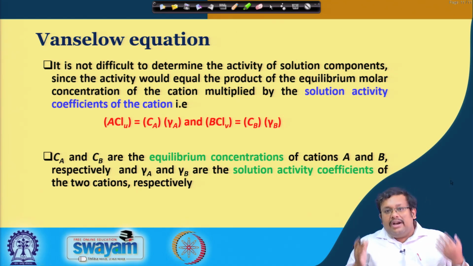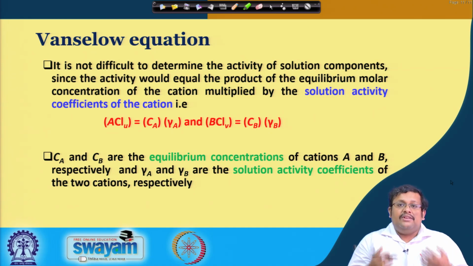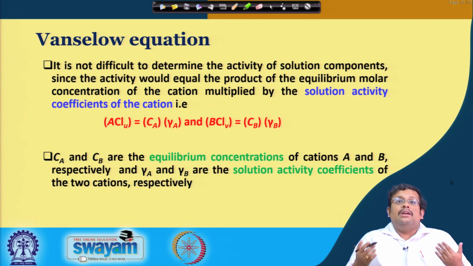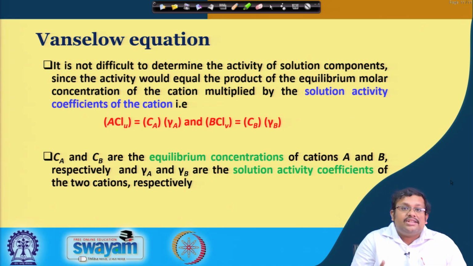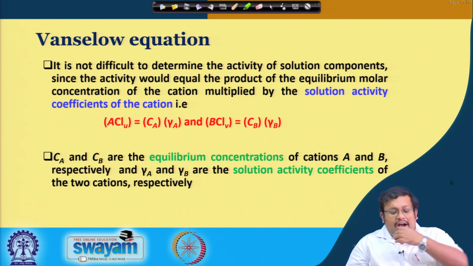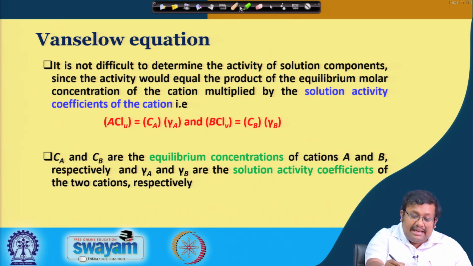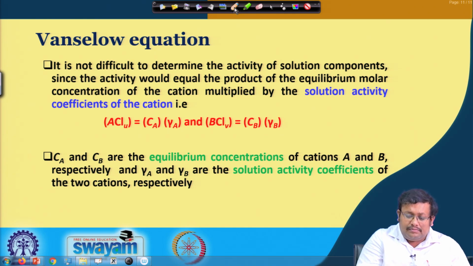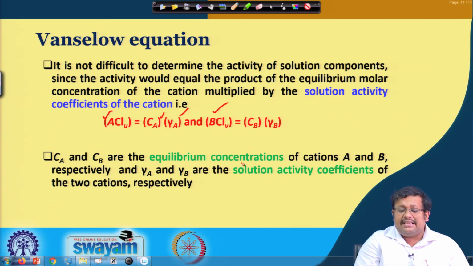Since the activity, we already know from our previous chapter or previous week's discussion, the activity of a solution component would equal the product of the equilibrium molar concentration of the cation multiplied by its solution activity coefficient. So, for example, in the case of cation A, if we multiply the equilibrium molar concentration with the solution activity coefficient for both the cations A and B, we will get the activity of the solution component.